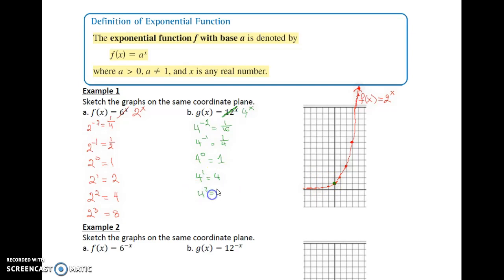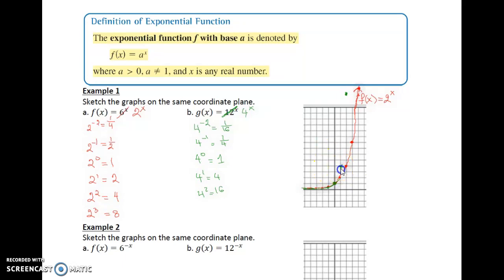4 squared is equal to 16. So already at 4 squared, I will be out of my graph. So here's 4 to the 1st. At 4 squared, I'm already out of the graph. 4 to the negative 1st, I could probably show, and everything else is just going to be really, really close to the x-axis.